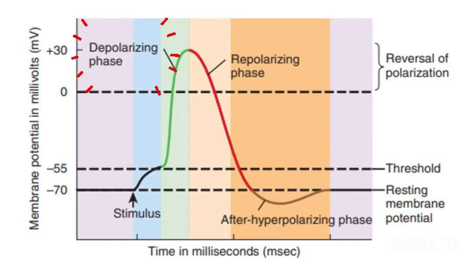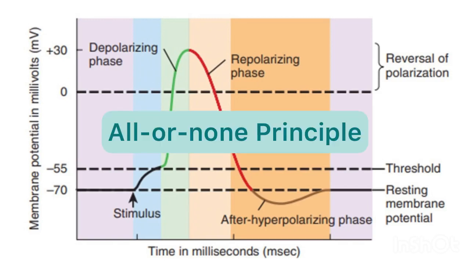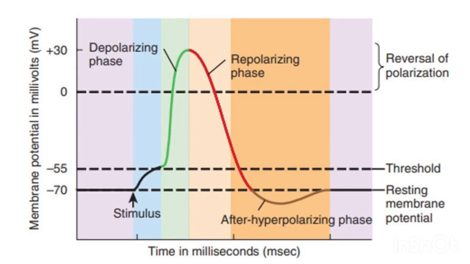This will occur as long as it can reach the threshold. The threshold is around negative 55 millivolts. Once the threshold is reached, then it can transmit or trigger the action potential. This basically describes the all or none principle. It's either the action potential occurs completely or does not occur at all. So the process basically begins when the nerve cell is excited. This can be stimulated by any electrical, mechanical, or chemical stimulus.